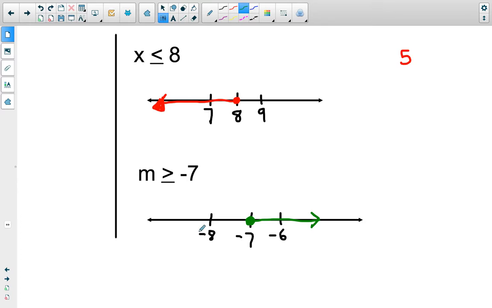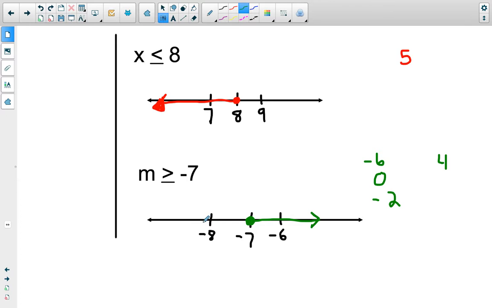So what are some possible solutions to this inequality? Well, -6 is. -6 is a solution. 0, if I kept going on this number line, I have -6, -5, -4, -3, -2, -1, 0, 1, 2, 3, 4, 5, etc. So 0 would be a solution to this inequality. -2 would be a solution to this inequality. 4 would be a solution to this inequality.